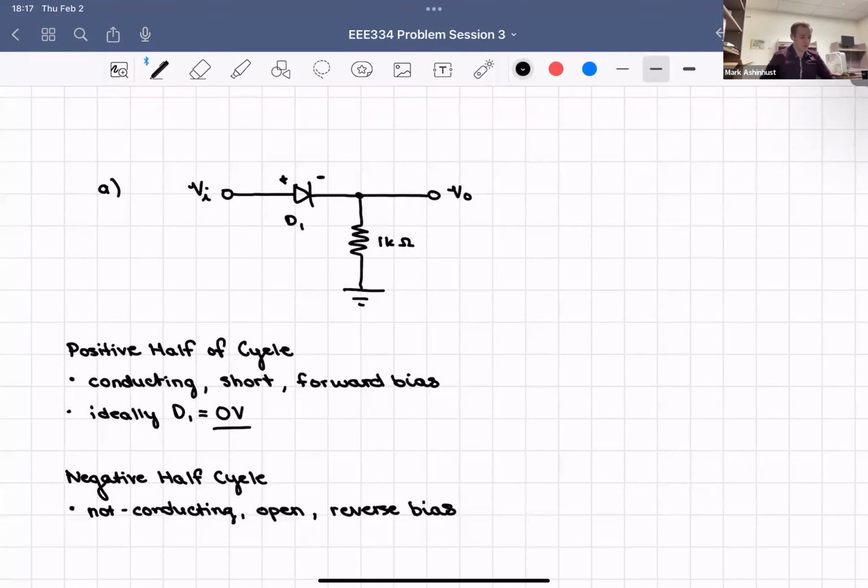So this one is going to be probably one of the most simple ones. The only thing you'll have to think about is what if this diode was switched around, and I believe that's question B, so I'll leave that for you to figure out. And then we want to draw that out.